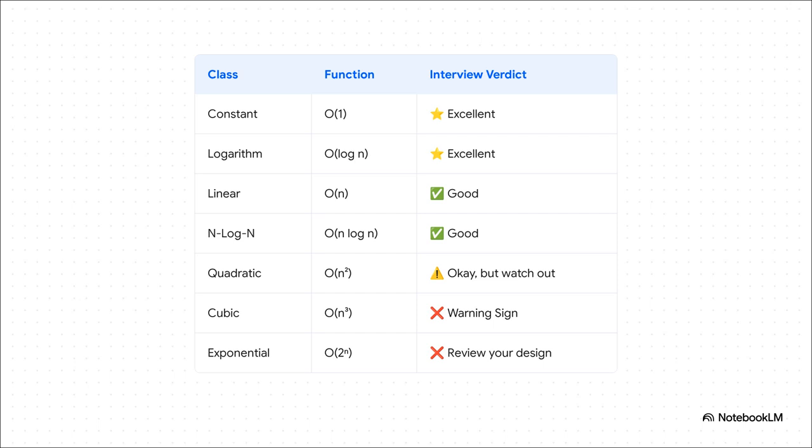But once you hit O(n squared), or quadratic time, that's a yellow flag. It might be okay for a first try, but a good interviewer is going to push you to do better. And if you end up with a cubic or, heaven forbid, an exponential solution, that's a huge red flag. It's time to go back to the drawing board.